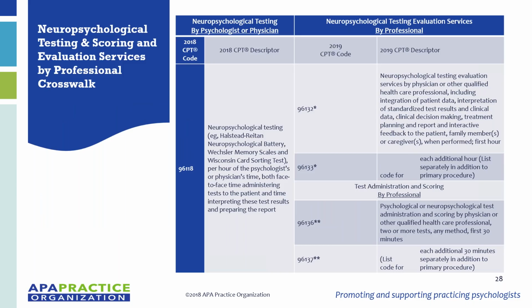Here's the crosswalk. Currently, if you're using 96118, you won't be using that anymore after December 31st. If you're a psychologist or neuropsychologist who does their own testing, you'll be using this set of codes. 96132 and 96133 for your neuropsychological professional evaluation services, base code plus add-on, and 96136 and 96137, base and add-on, for your test administration and scoring time. Next.